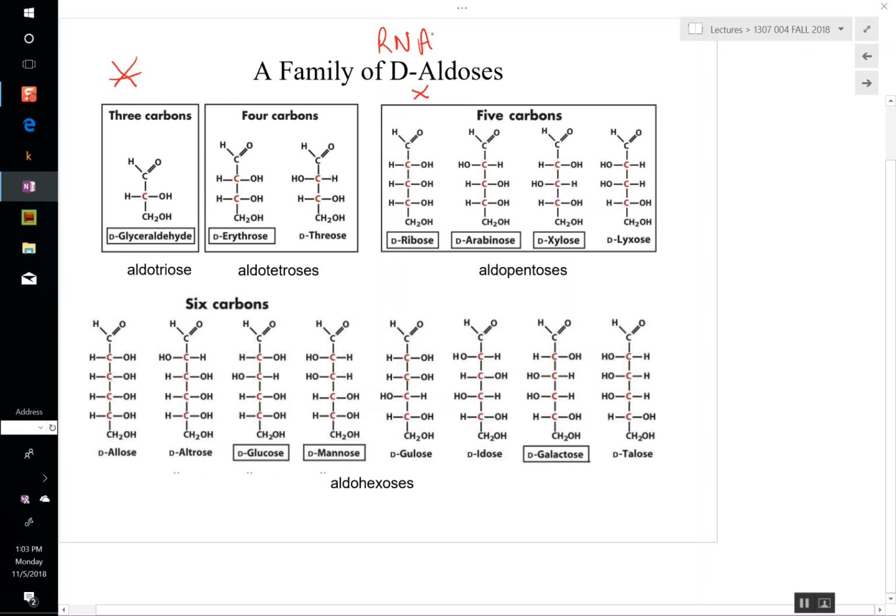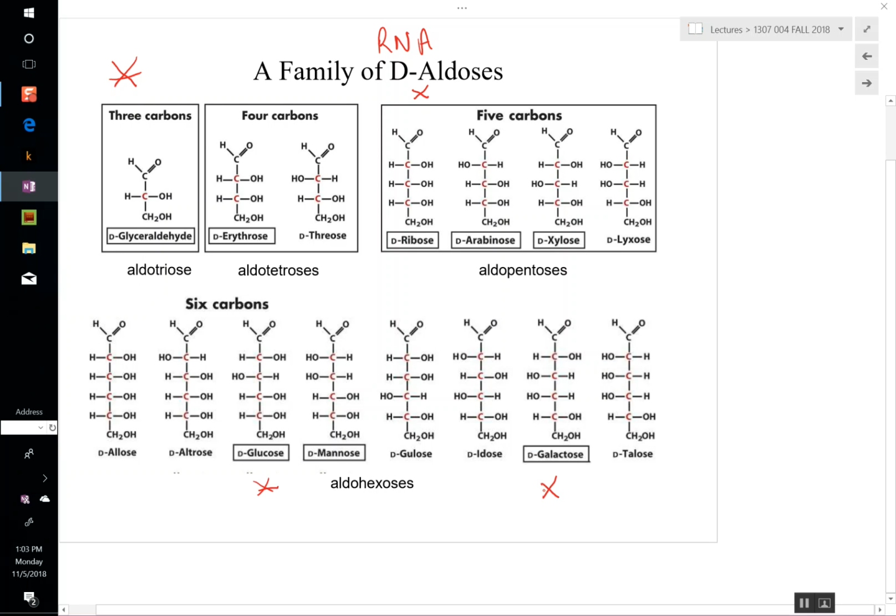And then there's D-arabinose, D-xylose, D-lyxose. There are other pentoses, but don't worry about those. Now you get up to 6 carbons. All of these have 6 carbons in them. So D-glucose is not your only 6-carbon monosaccharide, but it is certainly one that you should memorize the Fisher projection of.